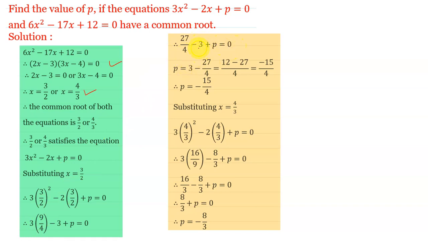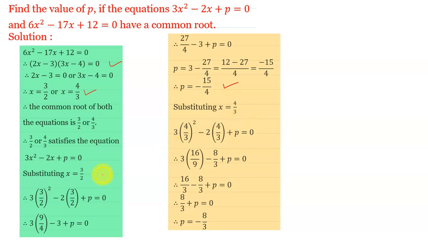And therefore, we will take the term to the other side. Minus 3 will become plus. Plus 27 by 4 will become minus 27 by 4. 4 into 3, 12. 12 minus 27 by 4, minus 15 by 4. And hence the value of p is minus 15 by 4.